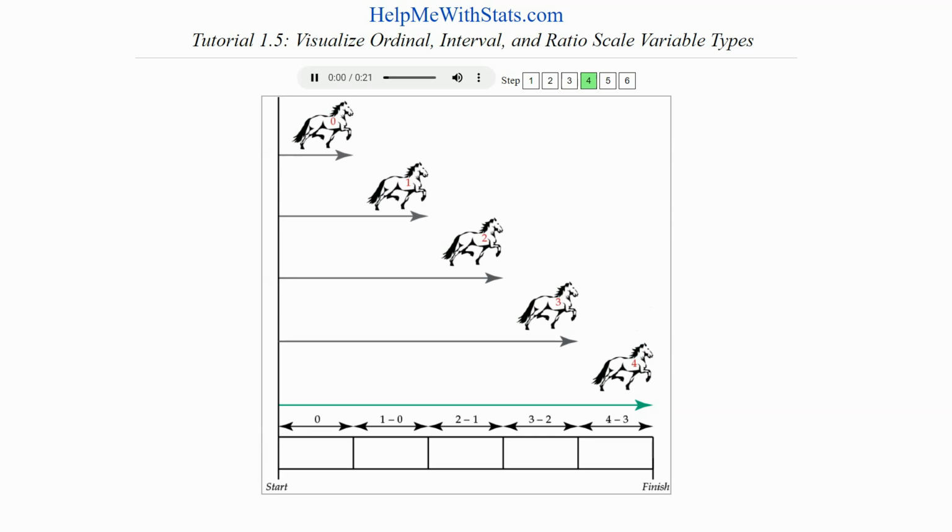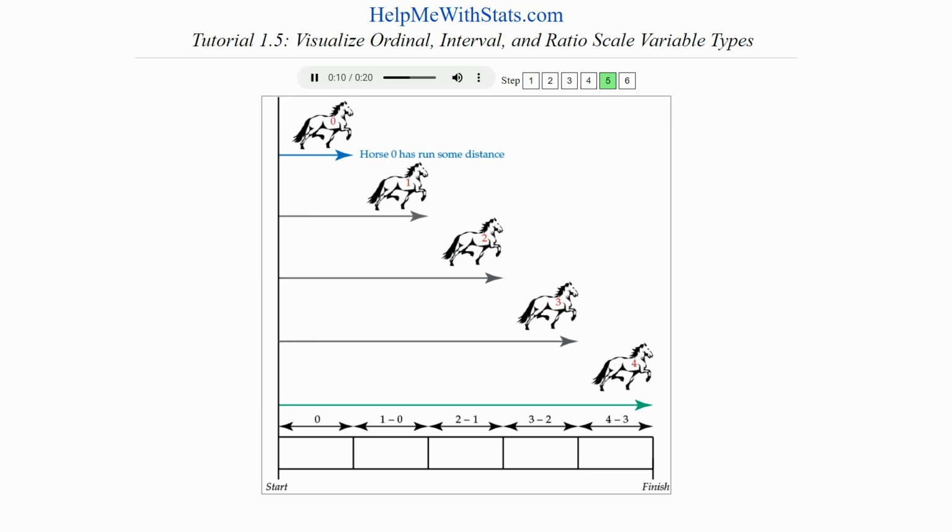In this new display, horses with higher numbers indicate faster horses. Also, the interval size, distance, between consecutive horses is always the same. With equal-sized intervals, the variable can actually be either an interval scale variable or ratio scale variable, depending on the value of 0. Notice that the 0 horse has actually run some distance. In other words, the 0 horse has run a distance that is not 0.